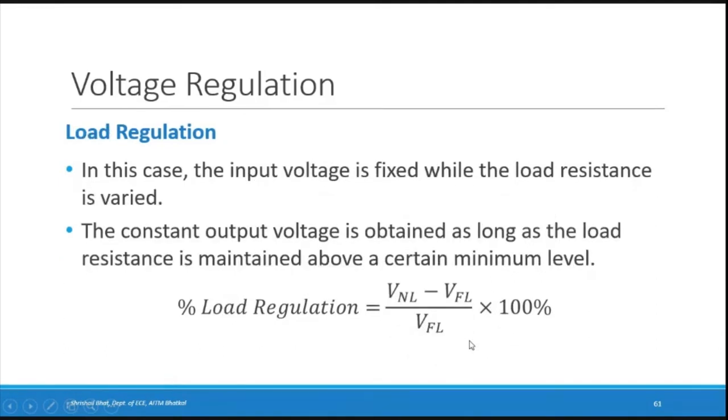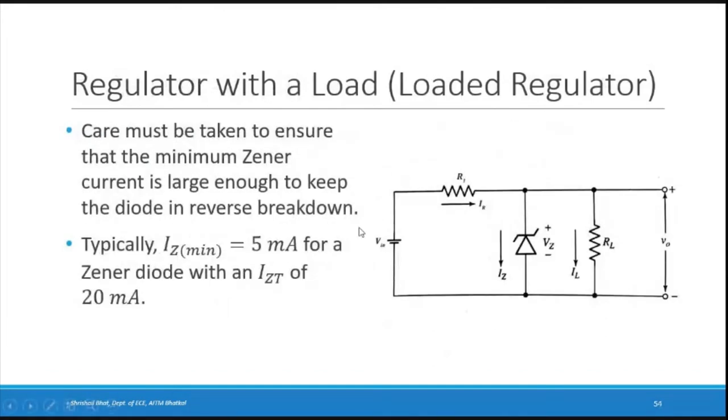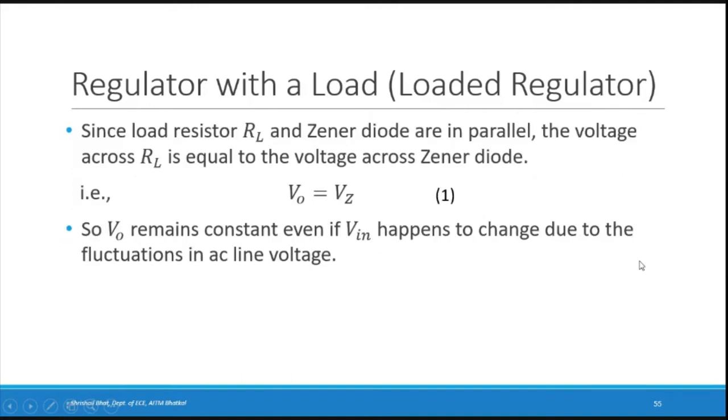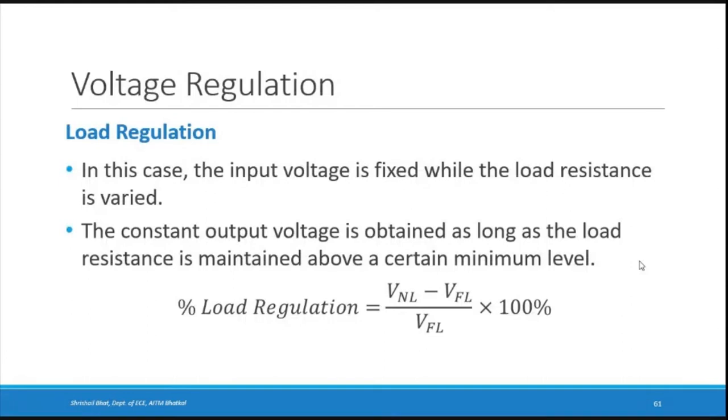So when it comes to load regulation, here we treat the input voltage as fixed. In this particular circuit diagram, we take this input voltage as fixed, even R1 as fixed. Then all the changes in the output voltage are due to changes in this resistance. Because of the changes in this resistance, there will be changes in the load current, and thereby the output voltage will change. Okay, so in this case the input voltage is fixed while the load resistance is varied. The constant output voltage can be obtained as long as the load resistance is maintained above a certain minimum level. So that gives you the load regulation.